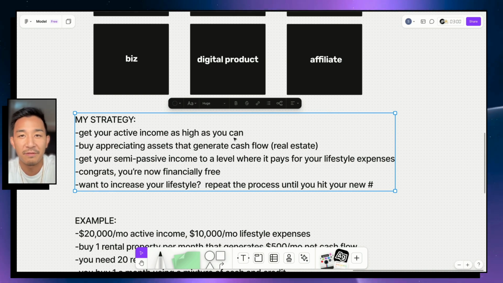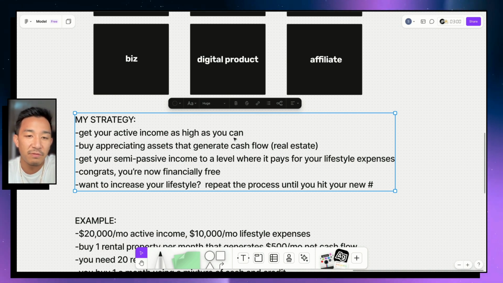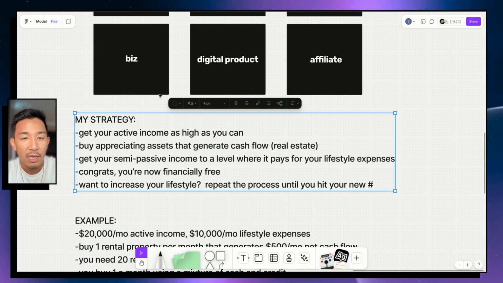The higher the better, obviously, because then we can put that into these semi-passive and passive income sources. So you want to get your active income as high as you can. If you're working in a job, maybe you add a side hustle. If you have a business, you got to double, triple down and make sure you get your active income from that business as high as it can be.